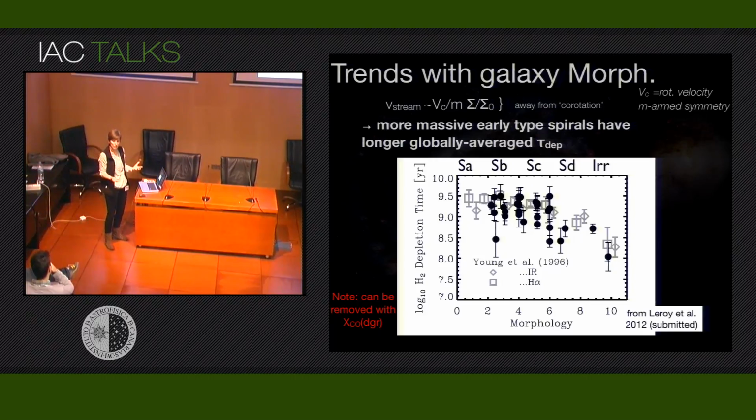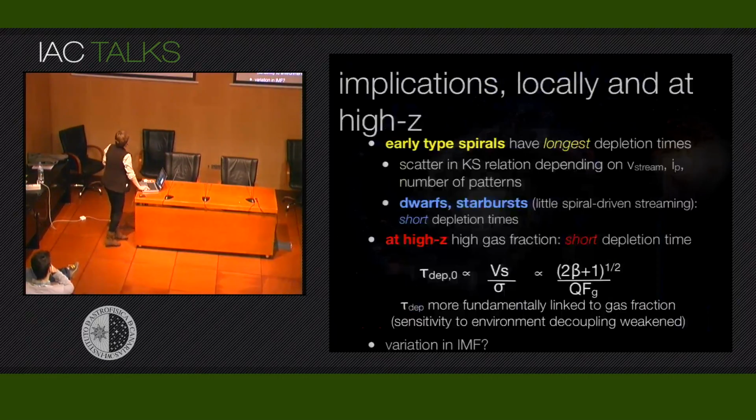And that's because, to first order, the streaming motions are higher in more massive disks. So, more massive disks, which become unstable to spiral structure, drive stronger streaming motions. The stronger the streaming motion, the longer the gas depletion time. So we can explain this decreasing trend with morphological type based on this dynamical pressure. So let me just repeat that again.